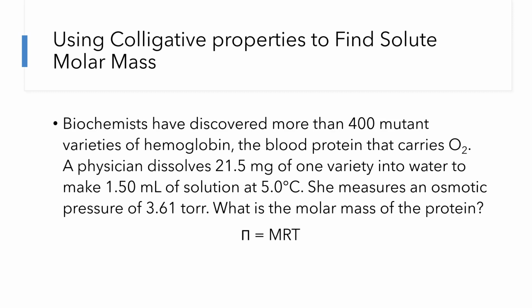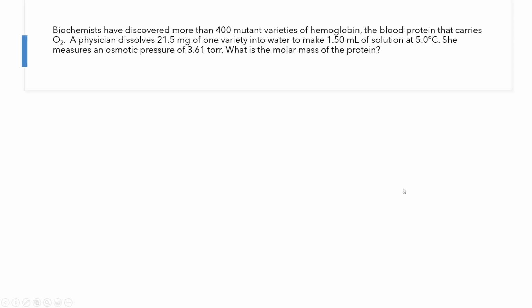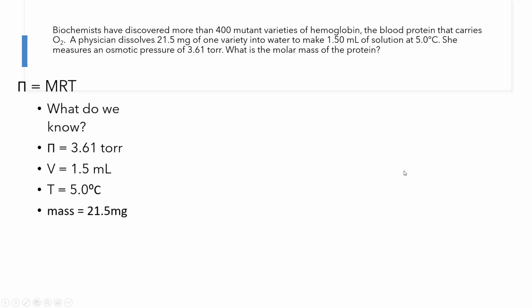So we know we're using our osmotic pressure equation. Our osmotic pressure is equal to molarity, R, and T. So now that we have this problem, what do we know? We have our osmotic pressure is equal to molarity times R times T. We know our osmotic pressure is 3.61 torr. We know our volume is 1.50 milliliters. And we know our temperature is 5 degrees C. We also know that our mass is 21.5 milligrams of our sample.